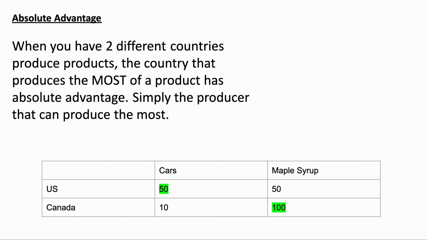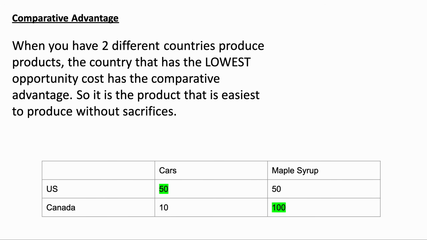Always note, for the absolute advantage, you can have two absolute advantages. The United States could produce more cars and more maple syrup. But for comparative advantage, you can only have one. You can't have two, you can't have zero, it's always one. So if we find out the United States has a comparative advantage in cars, that means Canada must have a comparative advantage in maple syrup. If, let's say, the United States had a comparative advantage in maple syrup, well, that means Canada must have a comparative advantage in cars. A country cannot have two, they cannot have zero.